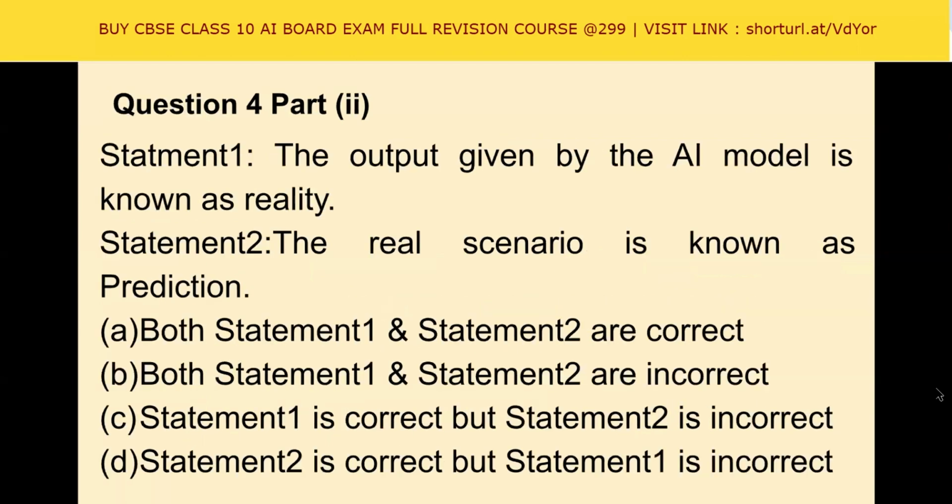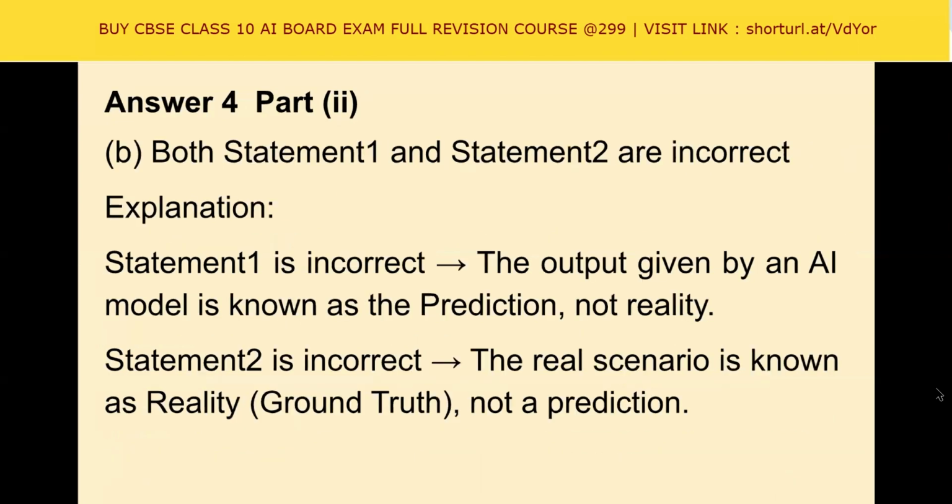Okay. The fourth one is the statement: the output given by the AI model is known as reality, and the real scenario is prediction. See, the output given by the AI model is not known as reality, but it is the prediction, and the real scenario is known as the reality. So here both the statements are incorrect. The statement one is incorrect because what we call the prediction is the output given by AI. So it is not real. And the real scenario is known as reality, not predictions.